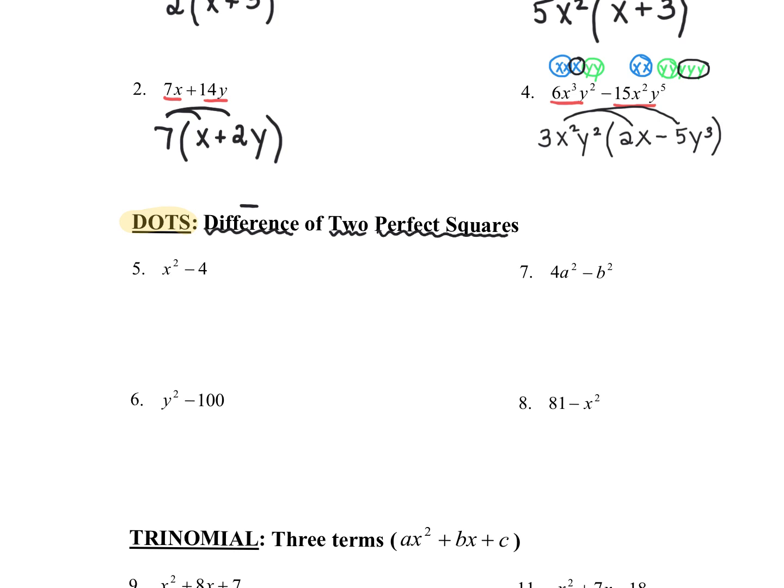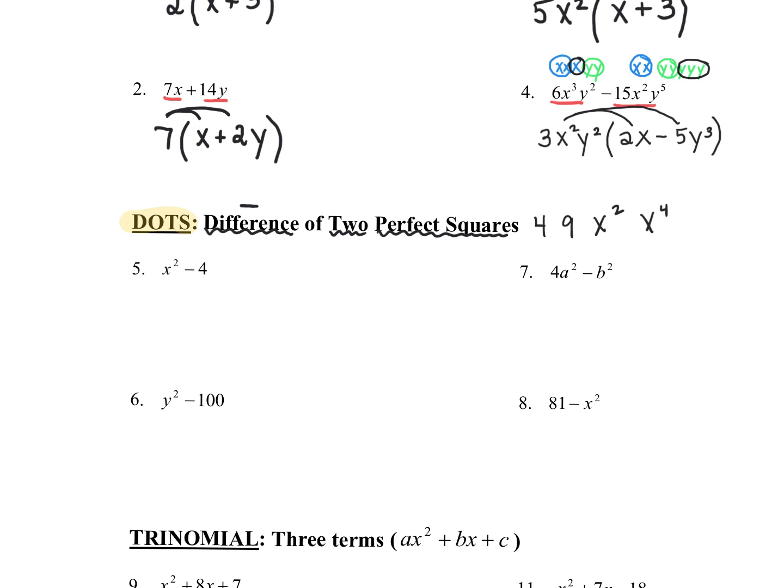And all of them are perfect squares. So what makes perfect squares? 2 numbers that are the same that will multiply. So 2 times 2 is 4, 3 times 3 is 9, x times x is x squared, x squared times x squared is x to the 4th, anything like that.